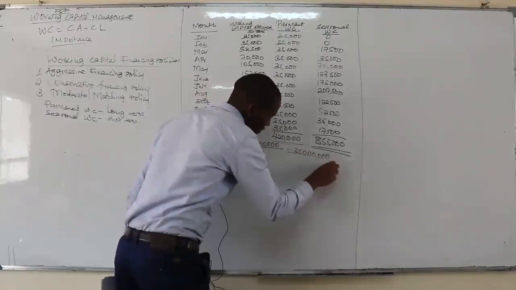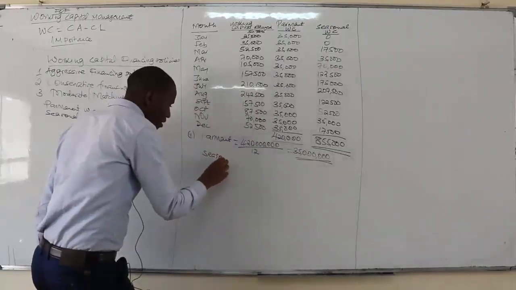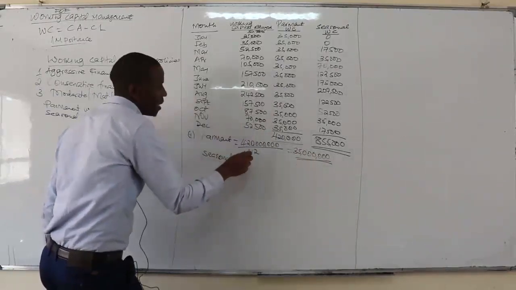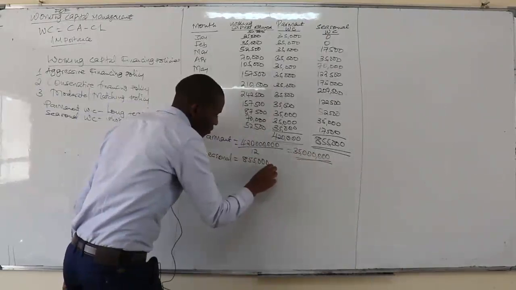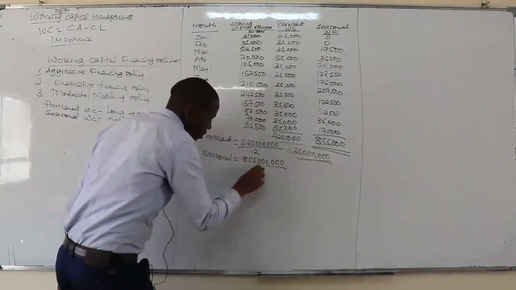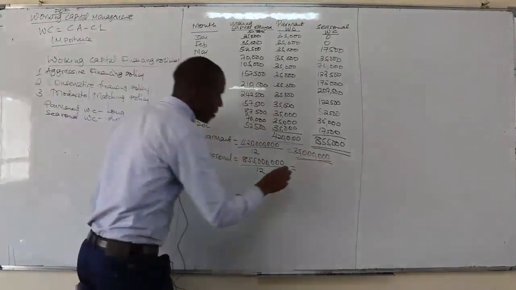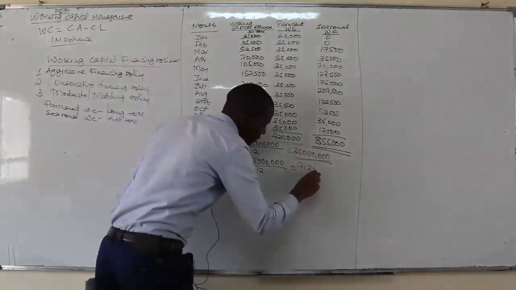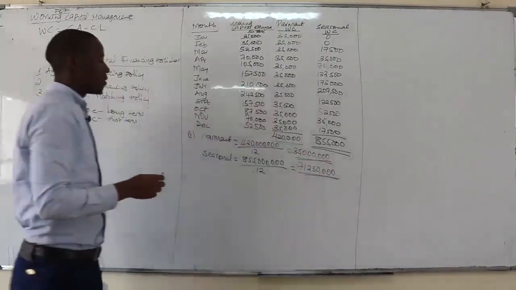Then we also have for the seasonal. Seasonal will also be 855,000. You divide by what? 12. It gives you how much? 71,250,000. That is on the A.